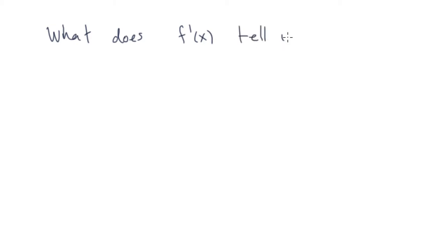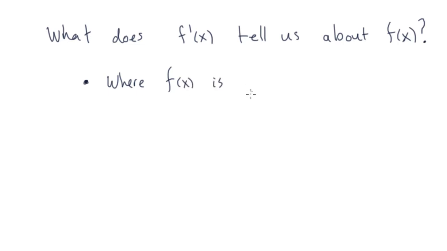And what does it tell us specifically about the function f of x? Now, we're going to spend a lot of time talking about this question, but we just want to introduce it right now. So here are just a couple things. F prime tells us where f of x is increasing and decreasing. And now why is that?